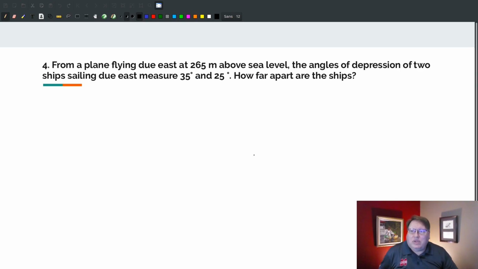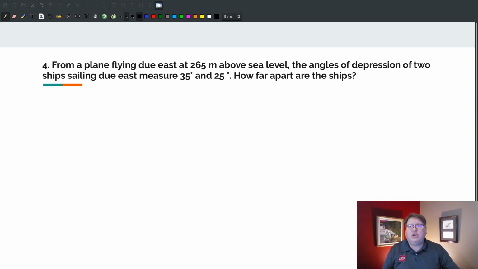All right, for this one, we have a plane flying due east at 265 meters above sea level. The angles of depression of two ships sailing due east measure 35 degrees and 25 degrees. And they want to know how far apart are the ships. Whew. Man, what are we going to do on this one? Well, we got to draw it out first.